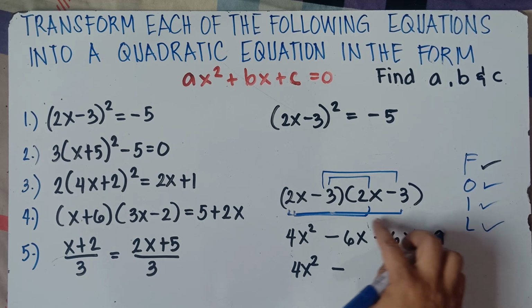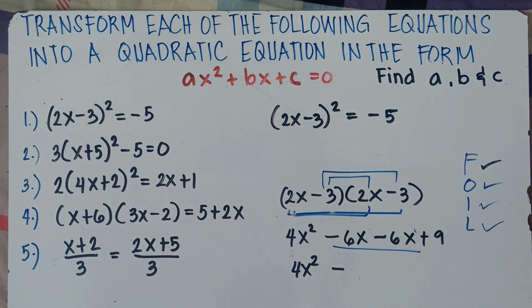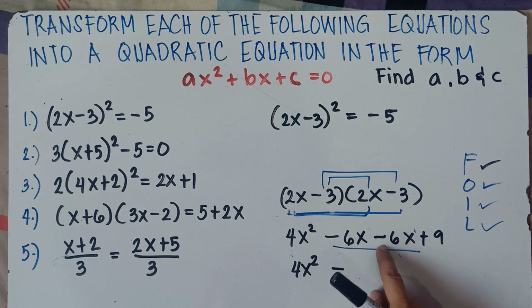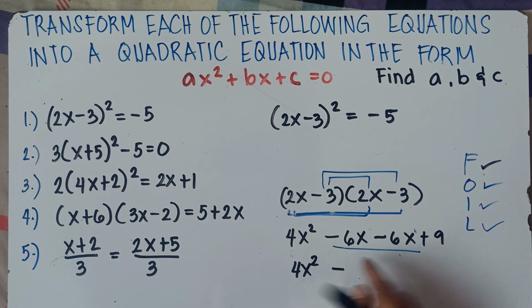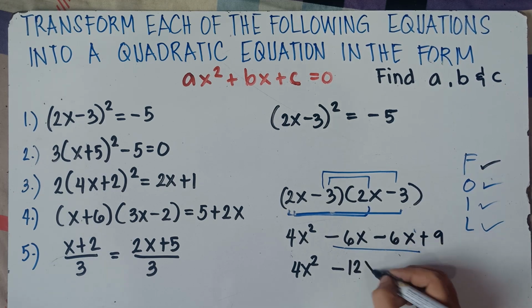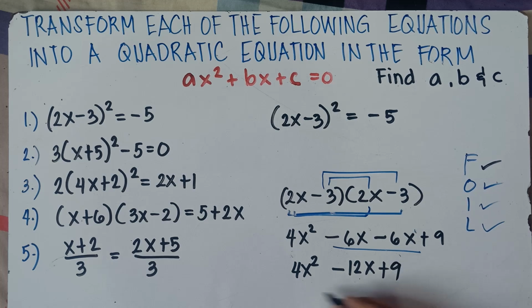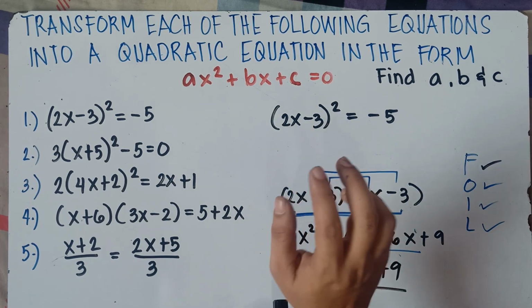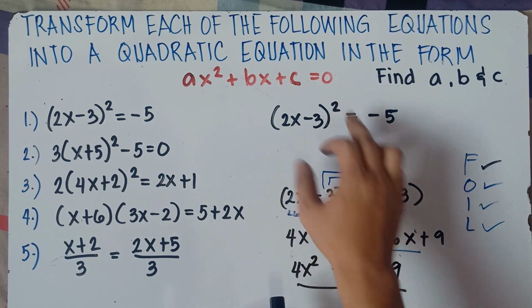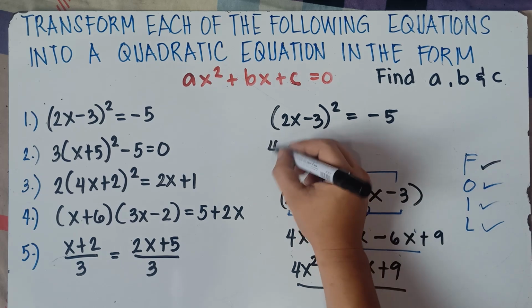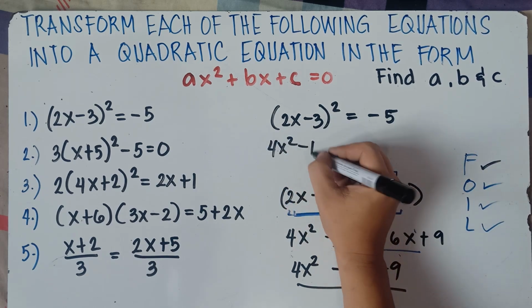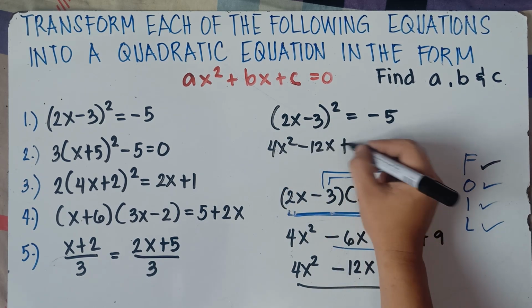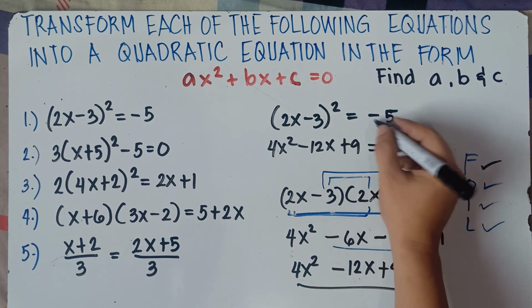So we can combine negative 6x and negative 6x. If you both have negatives, simply copy the negative sign, then add the numbers. 6 plus 6 is 12. Then copy x, then plus 9. That's it. That's the answer for the quantity 2x minus 3 raised to the power of 2. So that would be 4x squared minus 12x plus 9. Then copy the equals sign, then minus 5.